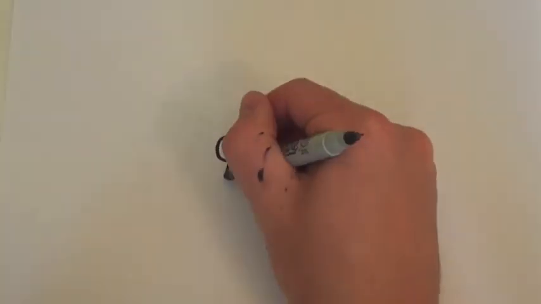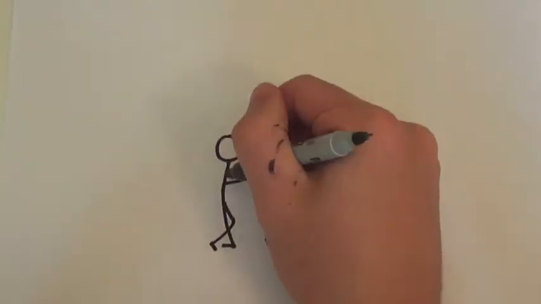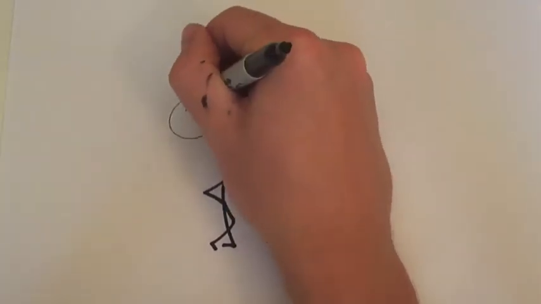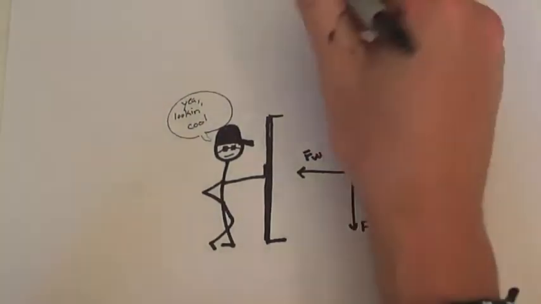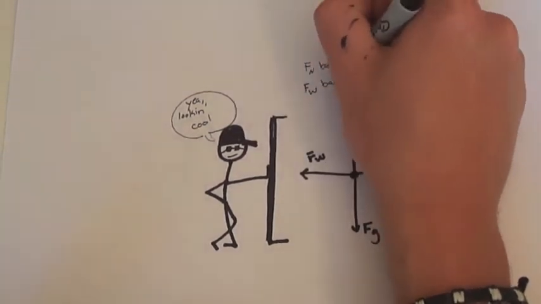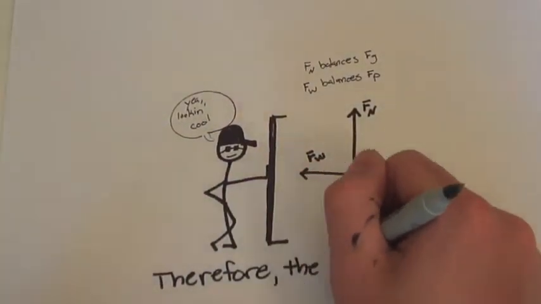Let's say we have Joe Cool over here leaning against the wall. The reason he does not fall through the wall is there's an equal reaction to his force against the wall. The force exerted from the wall balances the force of the push, so the net force comes to zero. The same goes for gravity and the normal force from the ground.